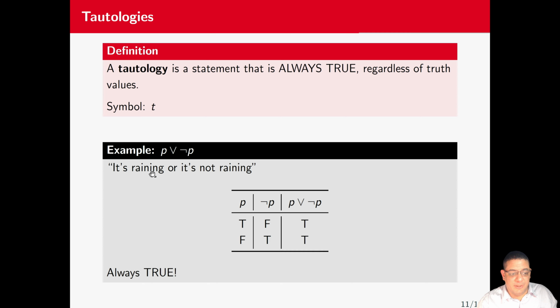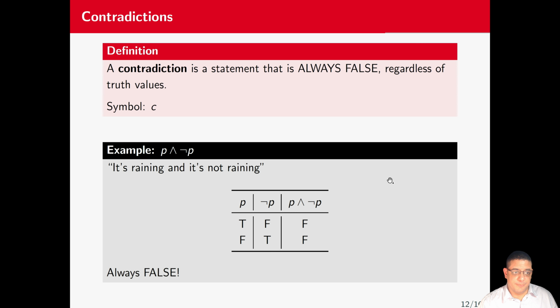So if I think it's raining is P, it's not raining is going to be not P. And so if I do P or not P, I'm going to get something of the sort of true or false, which gives me true, and false or true, which still gives me true. So it's always true for that statement, and this is a tautology.